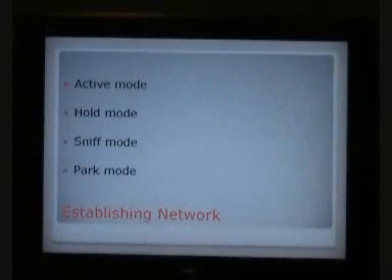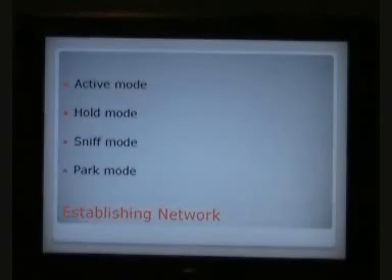So now we talk about the principle of establishing a network of Bluetooth. There are four modes for Bluetooth devices. First is active mode. Bluetooth devices in active mode participate actively on the transmission channel. For hold mode, it lasts within a period of time. Only the counter of the Bluetooth is inactive. At the end of the period, Bluetooth modules return to active mode.